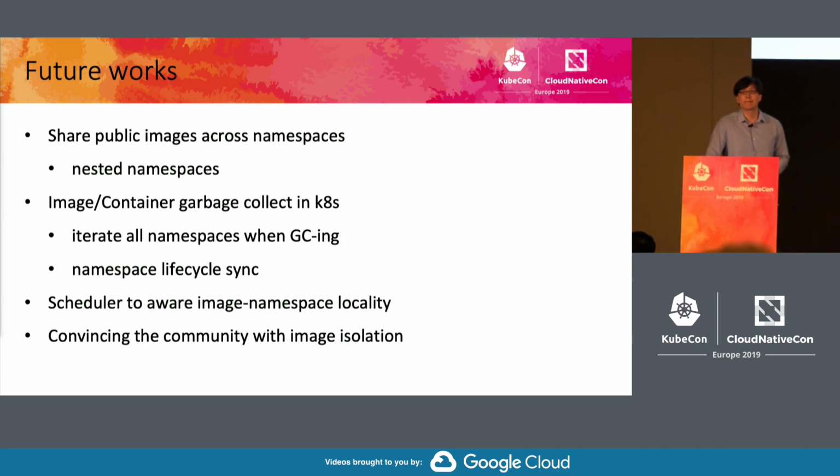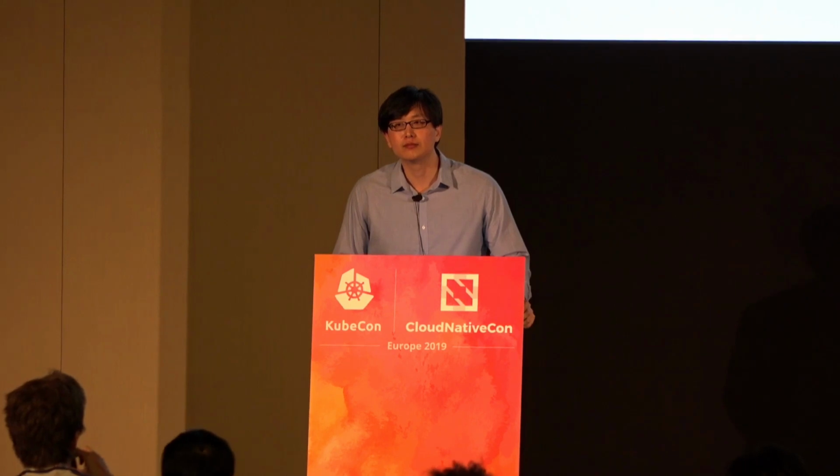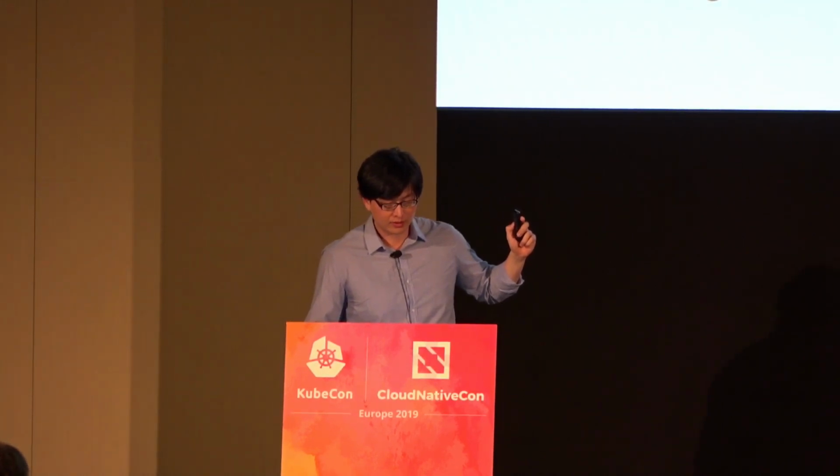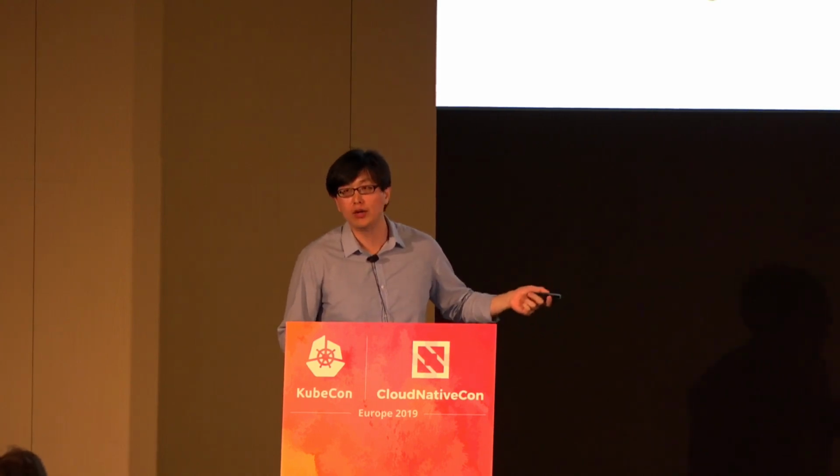Anyone else? Oh, perfect. Do you have any work in progress or any PR regarding the two points on the garbage collecting part? So iterating over all namespaces when GCing and the namespace lifecycle sync. Is there any code in the phase of being merged, or is it still future work? This is our future work. We haven't started to fix it right now. Okay.